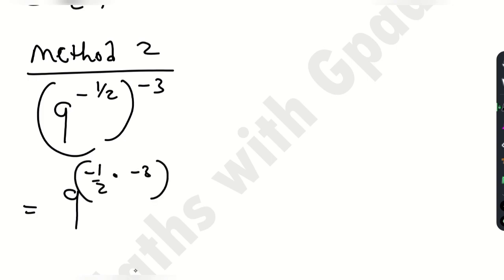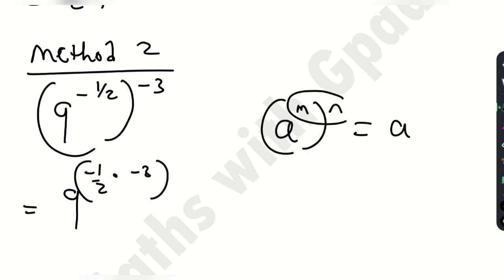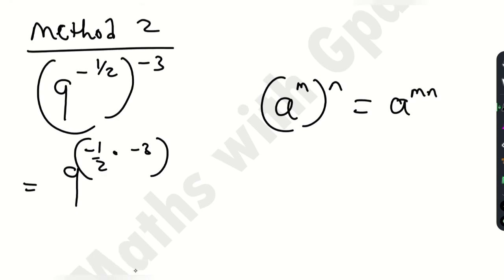This is from one of the laws of indices. If you have a raised to the power m, bracket, raised to the power n, you can multiply the exponents. This is what we call the power of a power rule. m is a power, n is a power. So from the power of a power rule, you multiply the exponents, so you have mn. That's exactly what I'm doing here. I'm multiplying negative 1 over 2 by negative 3.